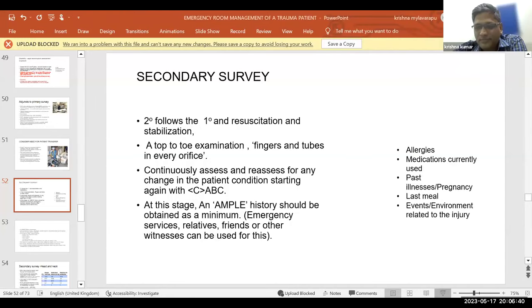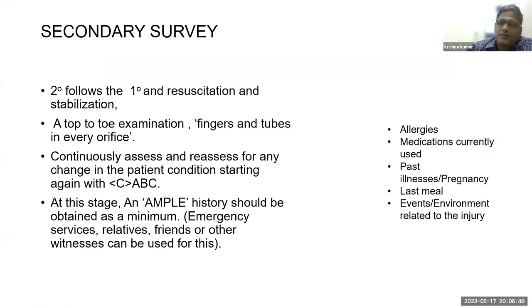And the secondary survey, you were discussing the secondary survey, head to toe examination. Okay, sir. Yeah, this was the slide where we got disconnected. So in the secondary survey, it is important to take the AMPLE history, basically regarding allergies, medications currently used by the patient, past illnesses and pregnancy, the last meal, and events and environment related to the injury.